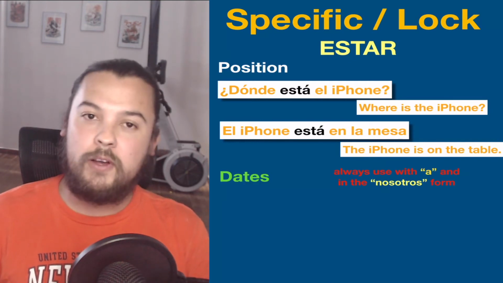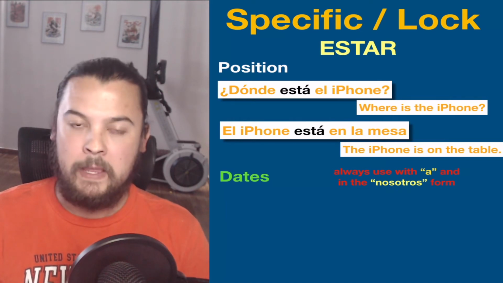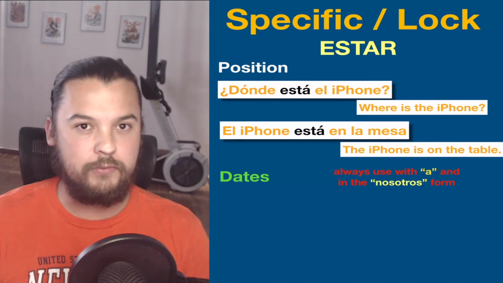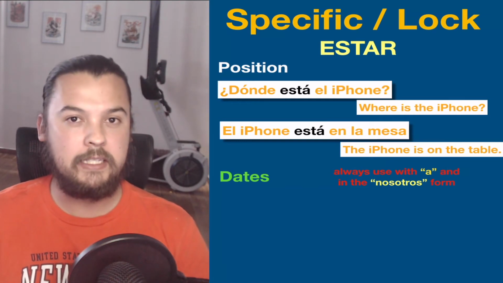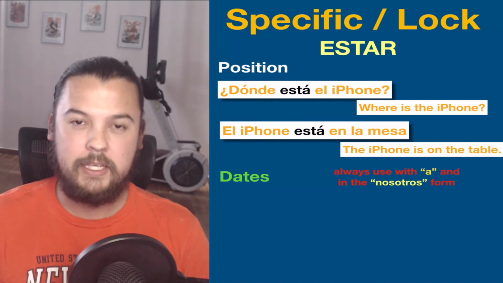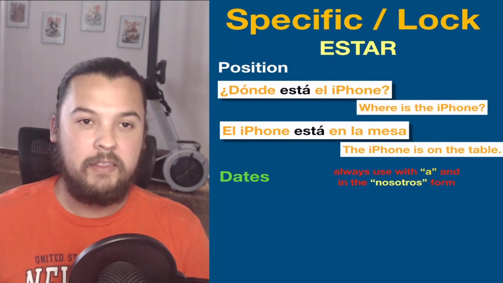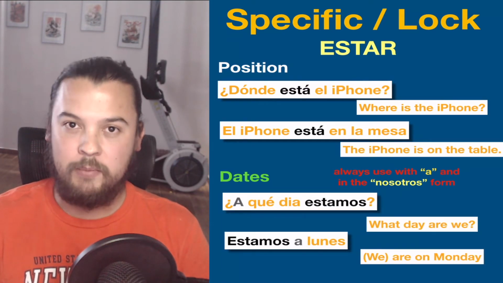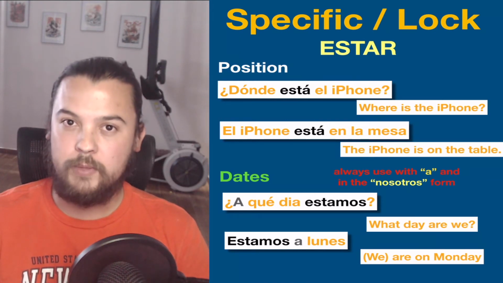Dates. This is the one that goes in opposition with the verb ser for dates as well. Notice that this one is always used with a and in the nosotros form. In the previous one, the question was, ¿qué día es hoy? Es is used in the he, she, or usted form, the singular form. So in this one, you will be using the nosotros, a plural form. The specific question is, ¿a qué día estamos? You have to use the letter a, and then in the nosotros form, the verb estar.